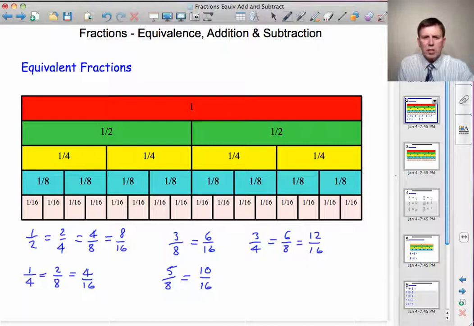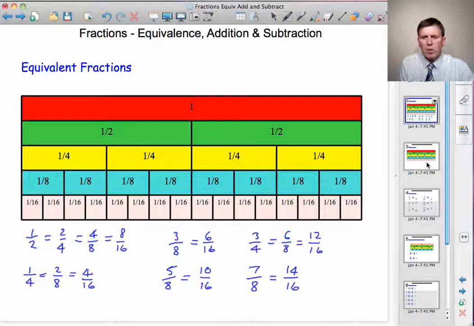Now there's some special relationships here. You can see that I'm multiplying the top by 2, I'm multiplying the bottom by 2. I multiply the top by 4 to get from 1 to 4, and I multiply the bottom by 4 to get from 2 to 8. Here, I multiply the 3 by 2, I multiply the 8 by 2. Let's have a look at one more. 7 eighths is the same as how many sixteenths? 14. The bottom has been multiplied by 2, the top's multiplied by 2.